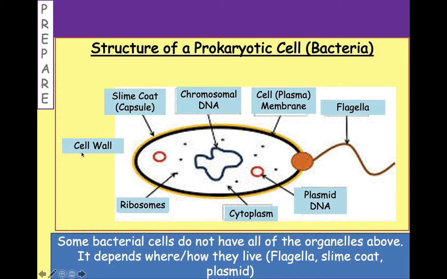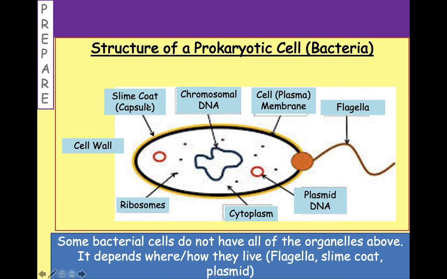I'm going to start with the slime coat or capsule. It's pointing to the yellow layer on the outside. The slime coat is pretty much as it describes. It's a slimy outer layer for the bacterial cell. The slime coat's job is to protect the bacterial cell from the immune system. So if this bacterial cell happens to find its way inside your body, the job of the slime coat is to help it hide from your immune system, which otherwise would destroy it.